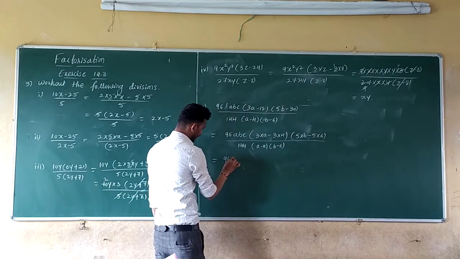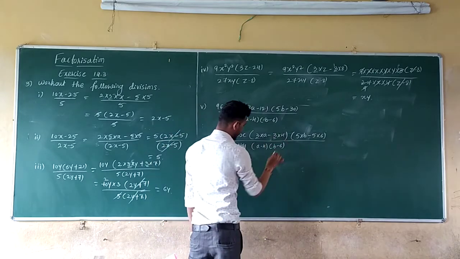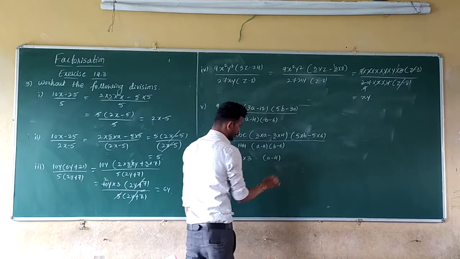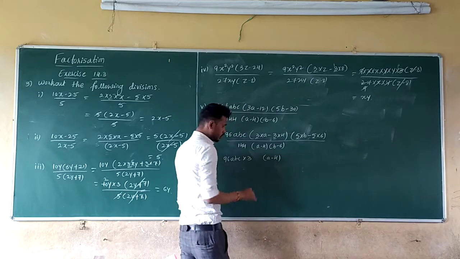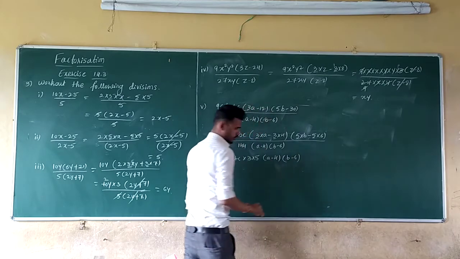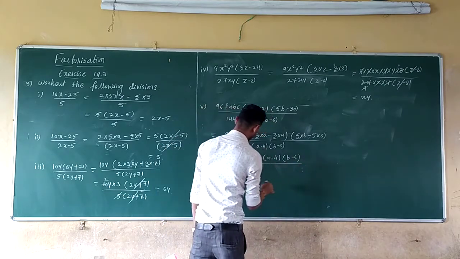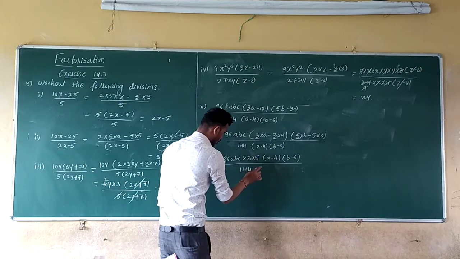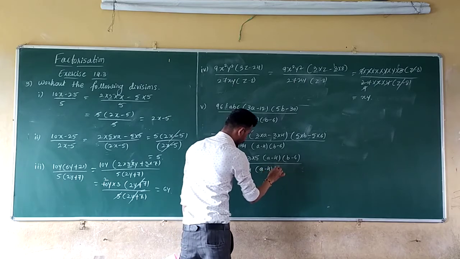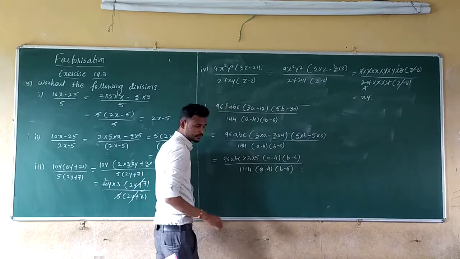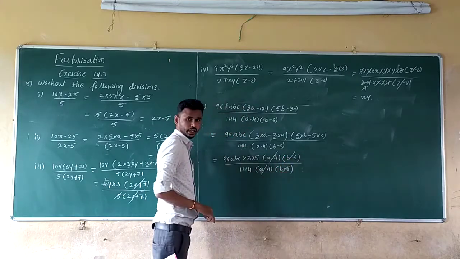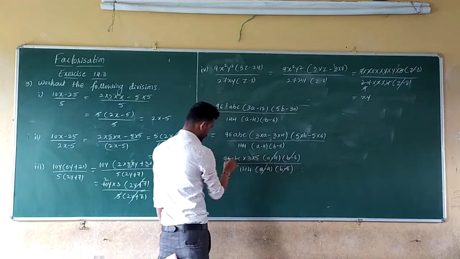So 96 ABC. In these two, common is 3, take that outside. So what will remain? A minus 4. In these two, common is 5, so take that outside. So what will remain? B minus 6, divided by 144 into bracket a minus 4 into bracket b minus 6. So a minus 4 ones get cancelled, b minus 6 ones get cancelled.